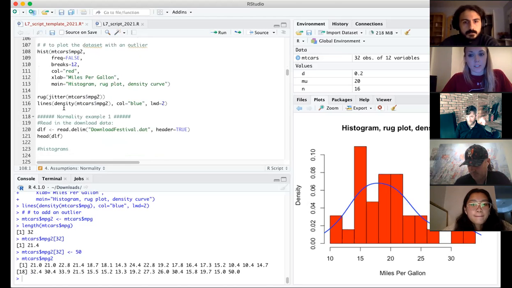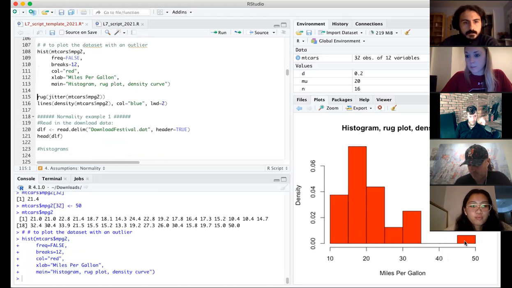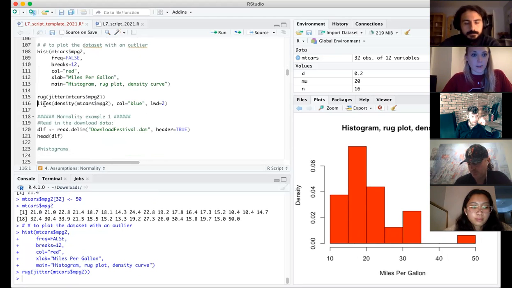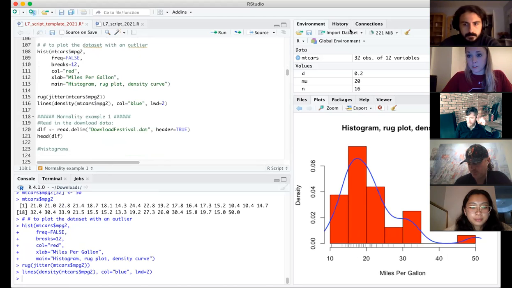All right, so now if we did that same plot, do you see how this one is way out here? This is our outlier all the way out here. And if we plot our distribution, you can see how the tail is being pulled all the way out.